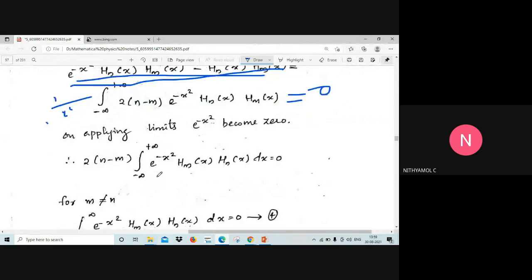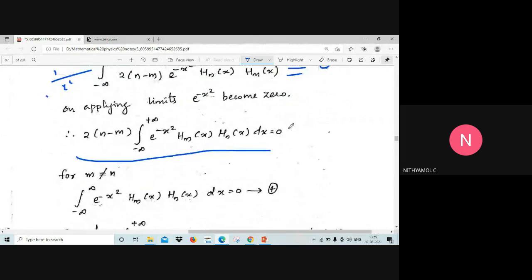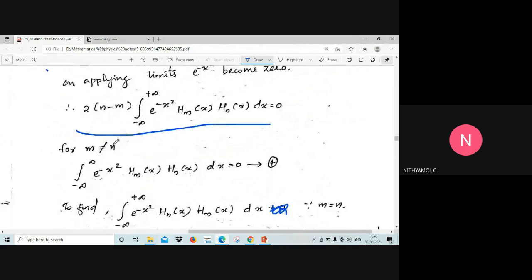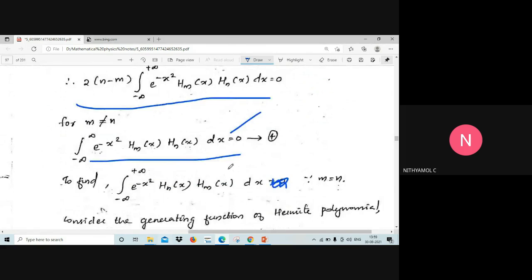So 2 into (n minus m) integral minus infinity to infinity e raised to minus x square hm x hn x dx equal to 0. For m not equal to n, this integral is equal to 0. But anyway, we have to find out the value when m is equal to n. When m is equal to n, this integral is not equal to 0. So we have to find the value; that is our orthogonality of Hermite polynomials.